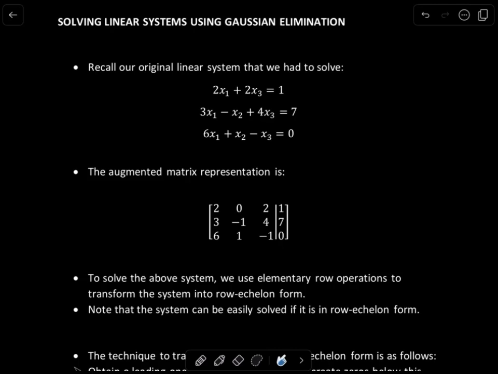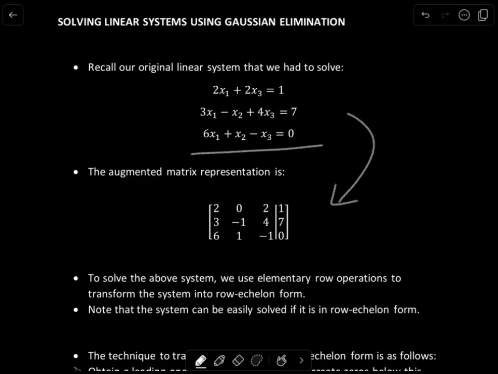Now that you've seen everything, we are at a stage where I can actually show you how to perform Gaussian elimination. So recall the original linear system that we had to solve, and here it is. That's the linear system that we had, and then I showed you how to get it into an augmented matrix representation. There we go. How do we solve it?